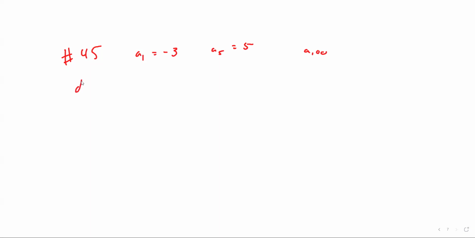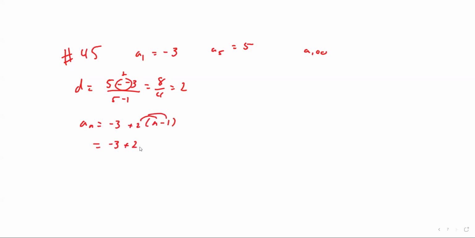All right, so the first thing I need is my difference. So I'm going to do 5 minus -3 over 5 minus 1. That right there would mean to add, so that'd be 8 over 4. So my difference is 2. Now I'm going to develop my equation. So a(n) would be -3 plus 2 times n minus 1. So I'll distribute that in, and then I'll combine like terms. So I now get this.